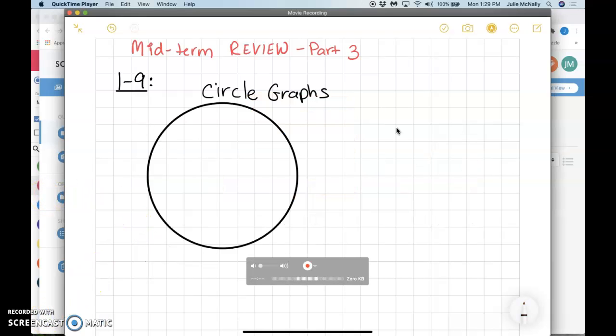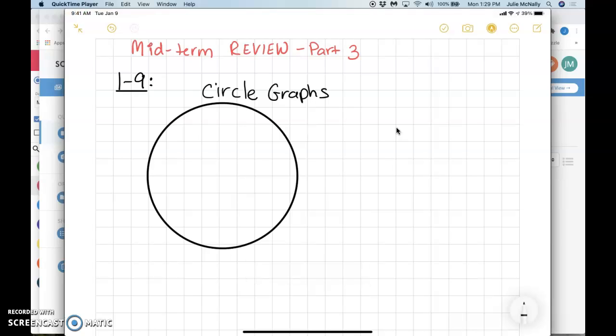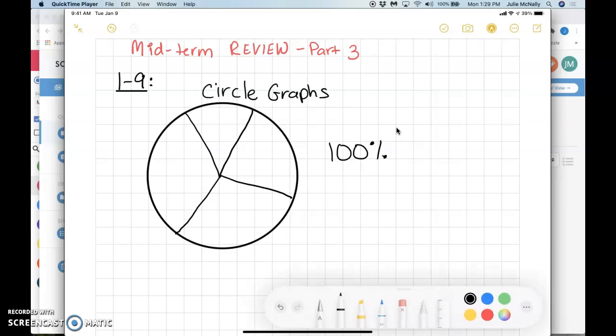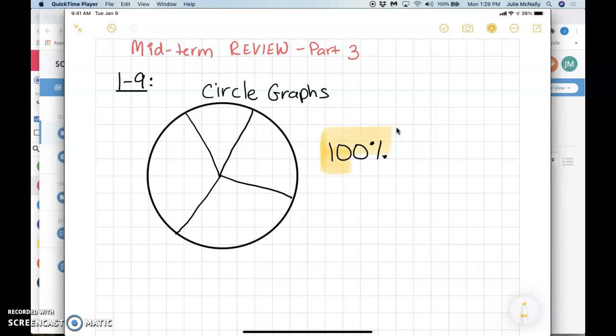Okay, I'm running out of time, so I'm going to try to talk faster. The last thing in this section is circle graphs. For circle graphs, you have to know one thing. How much do all the pieces in the circle graph have to add up to? 100%. If they do not add up to 100, guess what? It is not a valid graph. It's inaccurate. It doesn't count. So make sure all the values add up to 100.